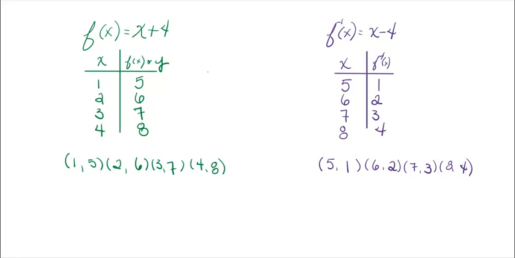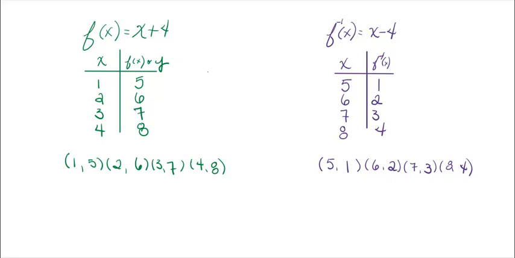Now, I want you to look at these two sets of ordered pairs. What do you notice about them? Do you notice that each set of ordered pairs is reversed? The x in the green one is equivalent to the y in the purple one for each pair. That means the domain of my function is the range of my inverse function, and the range of my function is the domain of the inverse function.